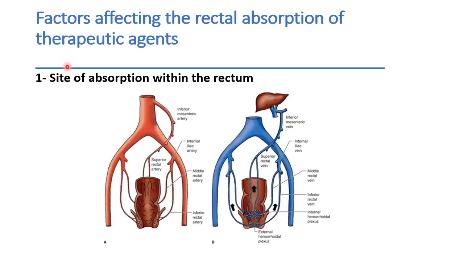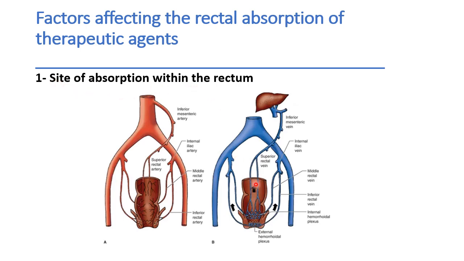The process by which medicines are absorbed into the systemic circulation involves first the dissolution of the drug in the rectal fluids. This is often preceded by the melting of the dosage form to release the active ingredient. This is followed by diffusion of the drug through the rectal fluids to the rectal mucosa, and then absorption takes place. There are a number of factors that affect the rate and extent of drug absorption. These include, first, the site of absorption within the rectum.